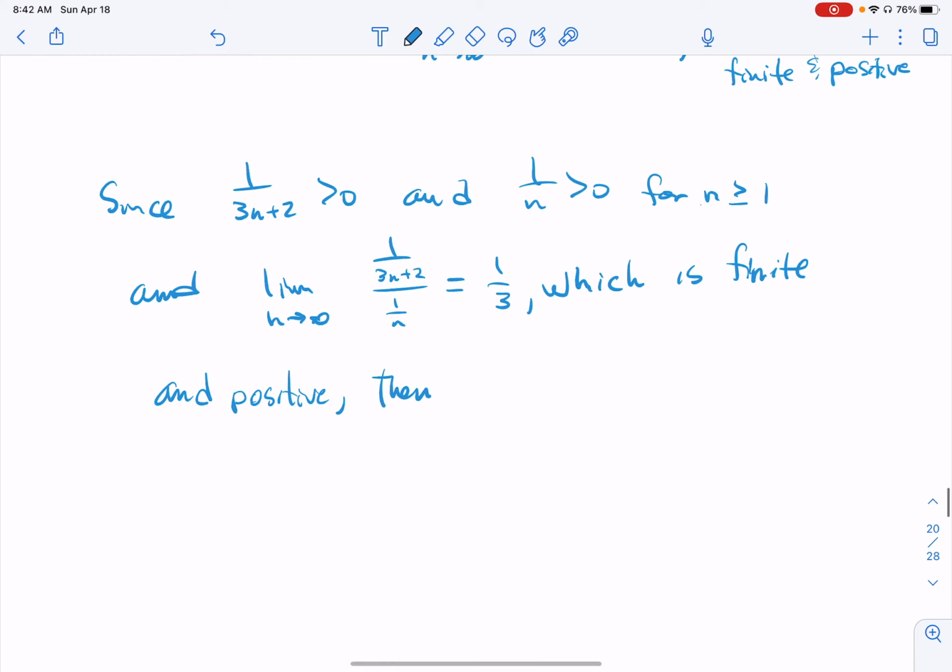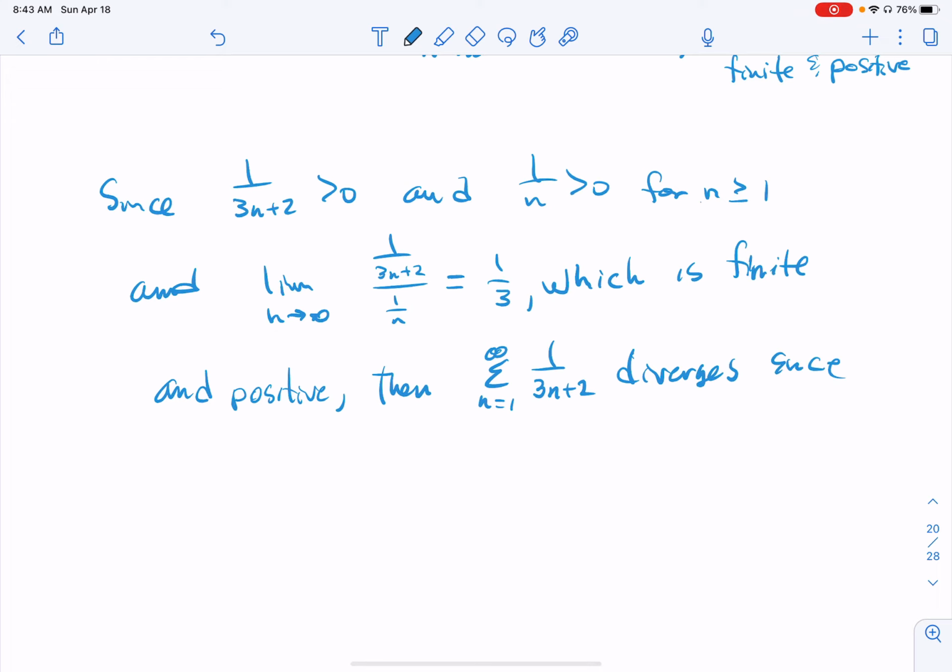Then I'm going to say that our series, n equals 1 to infinity of 1 over 3n plus 2, diverges since the series n equals 1 to infinity of 1 over n is the divergent harmonic series.